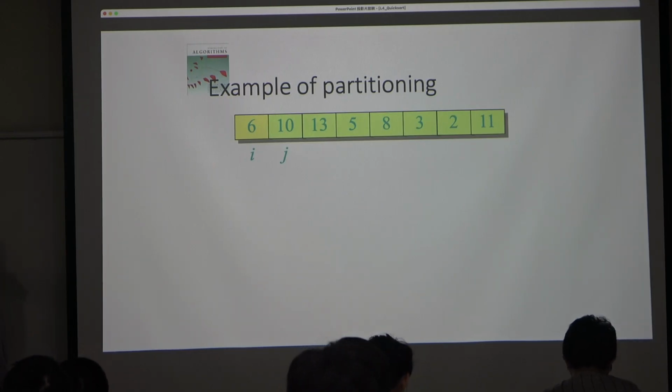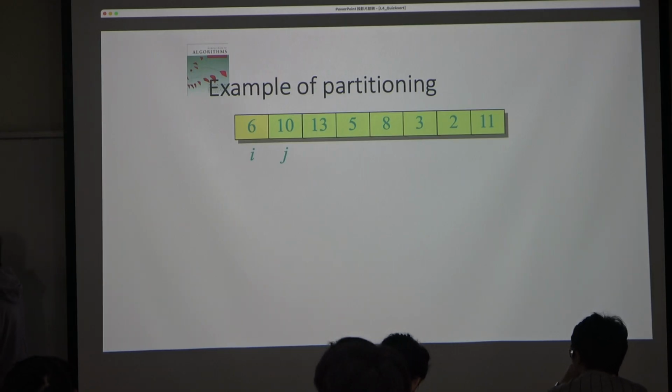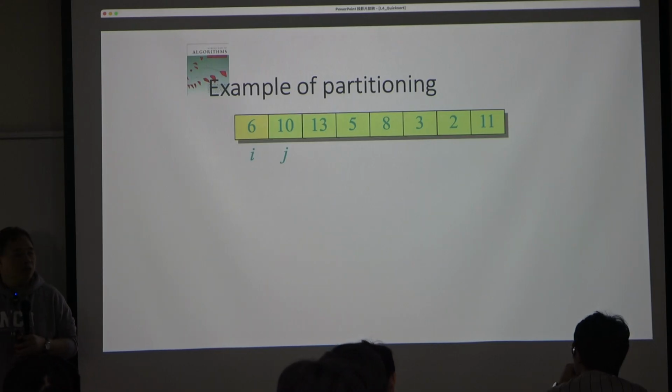And then we move I to 8. So 8 is greater than 6. So that's I. And then J moves to the left, right? Because 13 is already bigger than 6. So we move J to 8. Well, 8 is bigger than 6. So we move J to point to here. But now I and J somehow have passed each other, right?